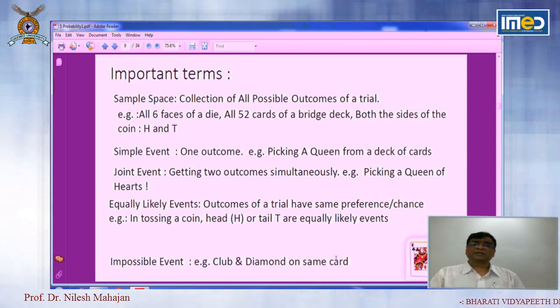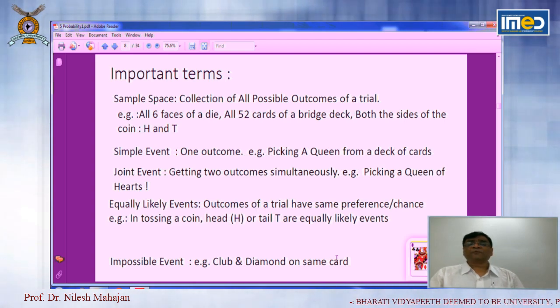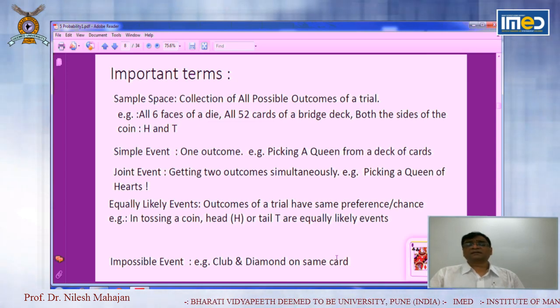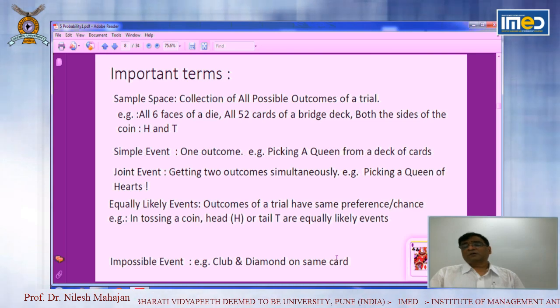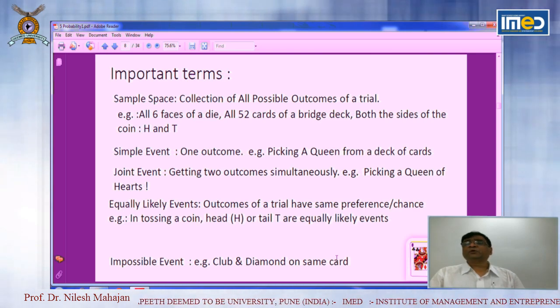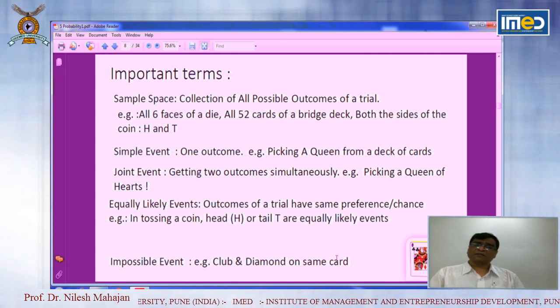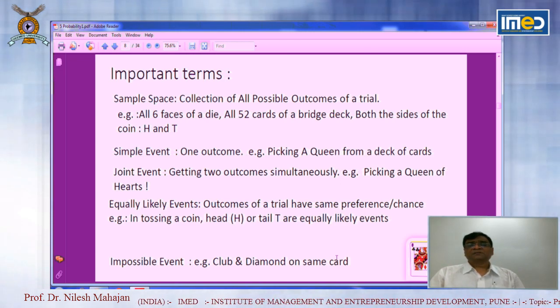The first is sample space. So what is the sample space? The collection of all possible outcomes of a trial. For example, all 6 faces of a die. Second, all 52 cards of a bridge deck. Third, both the sides of a coin, head and tail. This is the sample space.